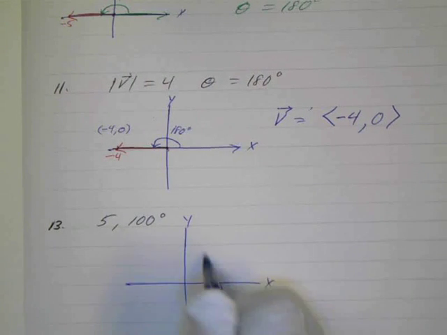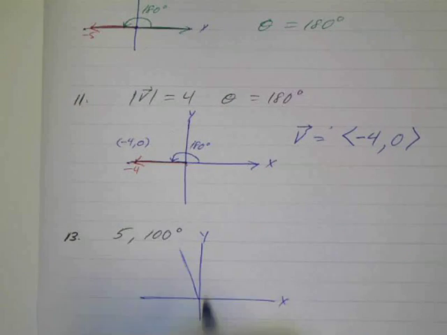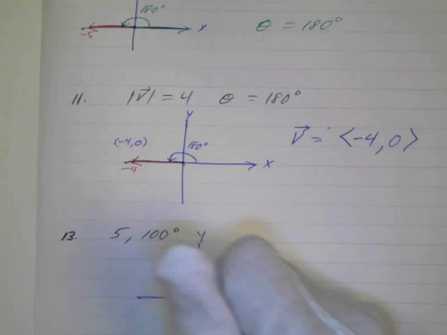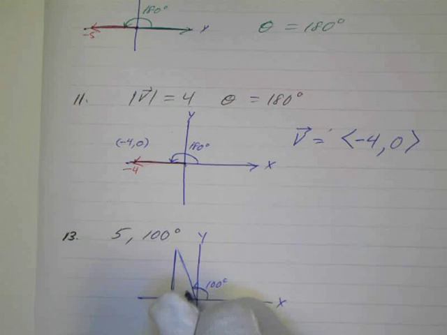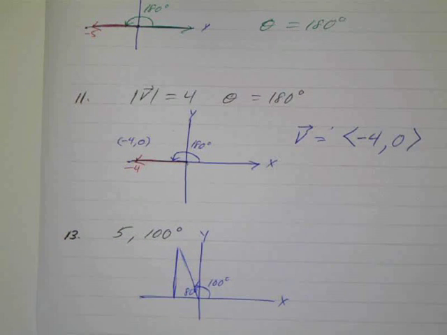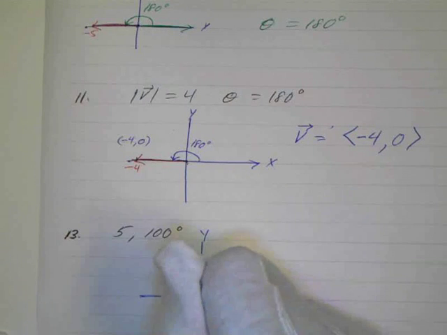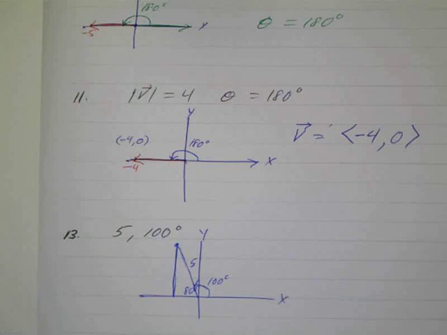So this is 100 degrees. Well, this is 90, so this is going to go over here about 10. So this reference triangle is going to be an 80-degree angle. So that's what I'm really looking at. And my magnitude is 5. So I've got something like this. I'm looking for these sides of the triangle.